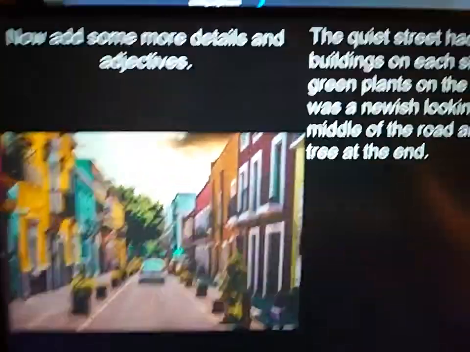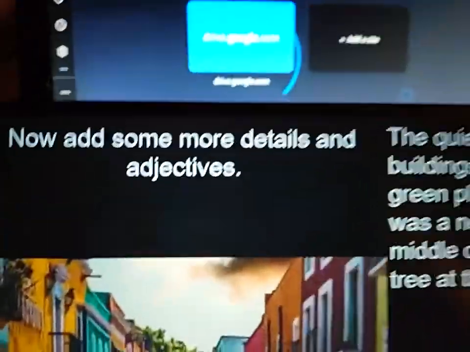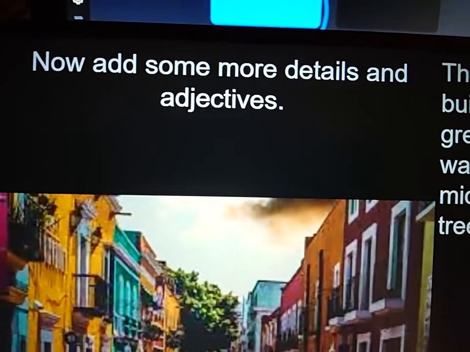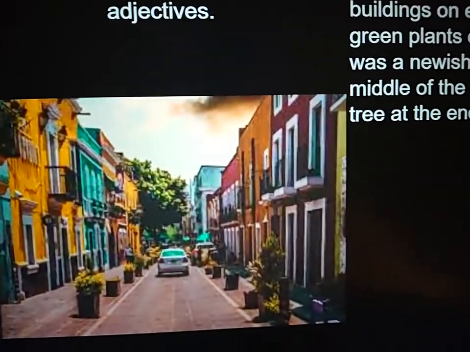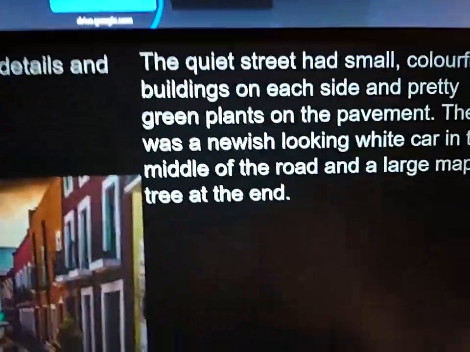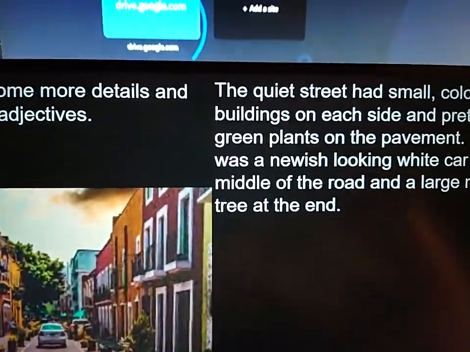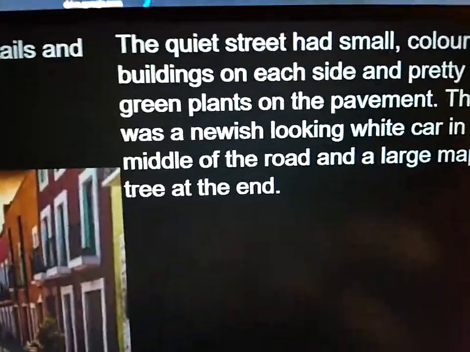Okay, once you've done that, if you're doing it on a computer, you can just add to your work. I want you to add more details of what you've already told me and use some adjectives to do that. So this is exactly the same bit of writing. I've just added a tiny bit more detail and a couple of adjectives, some extended noun phrases.